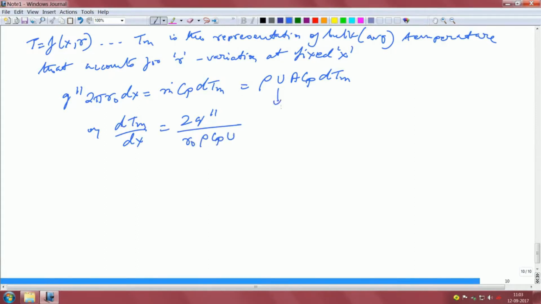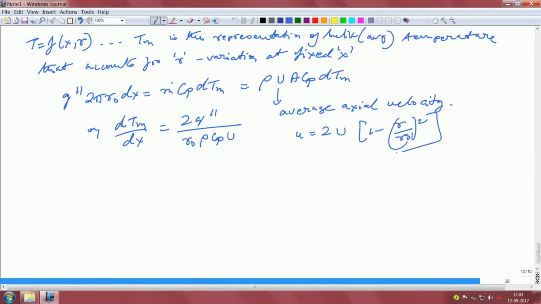So this is the average axial velocity that we already derived earlier. Remember that in the velocity profile, if you have forgotten, we already had an expression for u. u was 2um times 1 minus r by r naught squared. Do you recall that? So this is nothing but that average velocity that we are concerned with here.